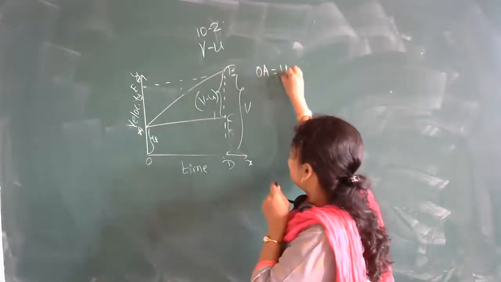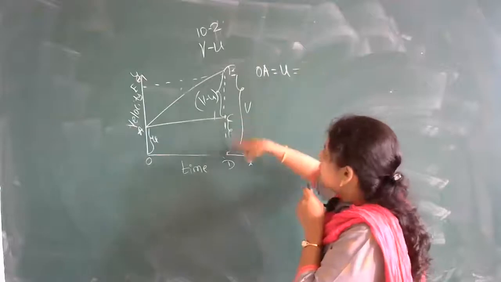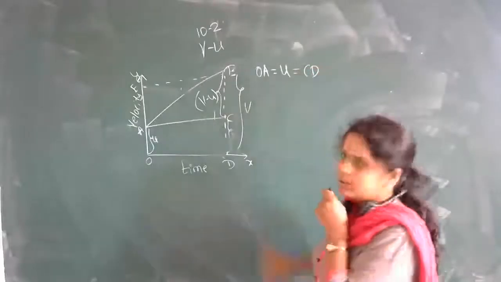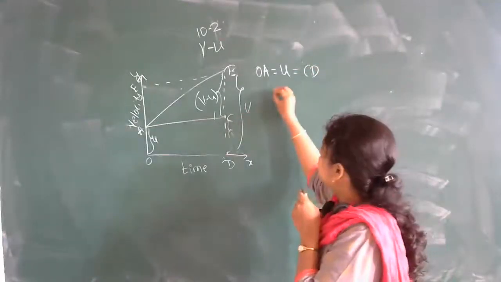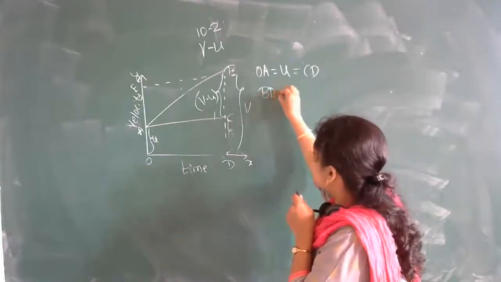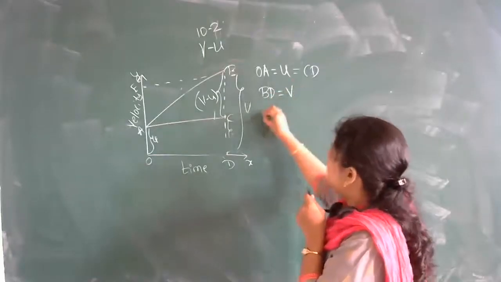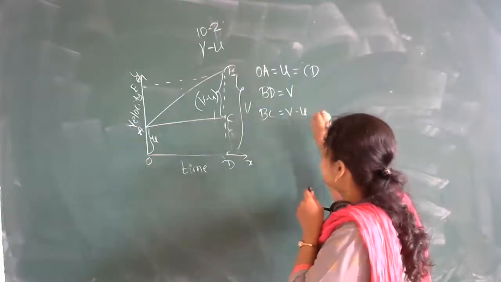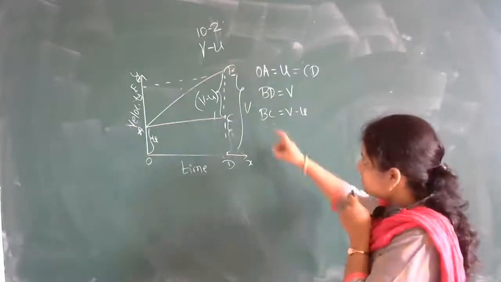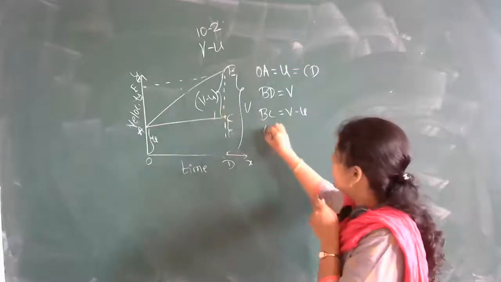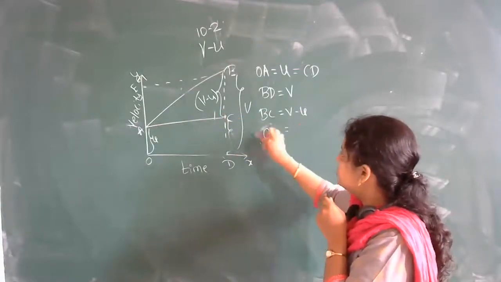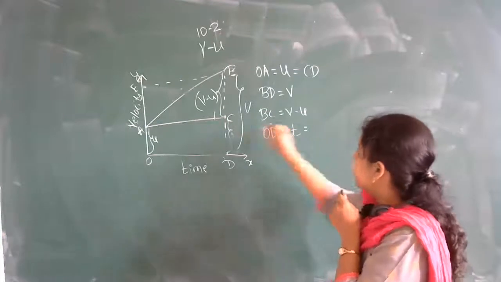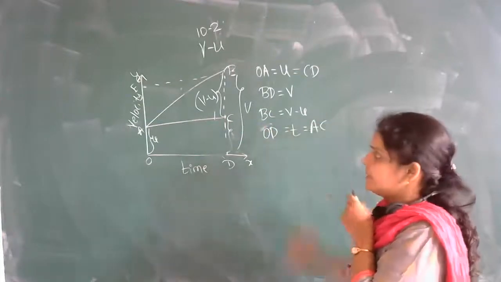OA is equal to U. This is equal to CD. Next, BD is equal to, what is BD equal to? It is V. What is BC equal to? BC is equal to V minus U. Then next, you can consider OD is equal to time, which is equal to AC.